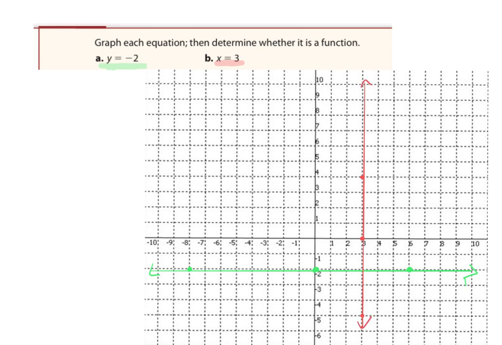Special cases. Now it asks, are they functions? Well, is this y equals negative 2 a function? Remember my vertical line test. If I were to draw a vertical line anywhere on it, am I going to cross it more than once? No. So that is a function. What about this guy? No. I draw a vertical line, I'm going to be on it. There are multiple values of y for that one x. So this is technically not a function. All right? It's a linear equation, but it is not classified as a function.